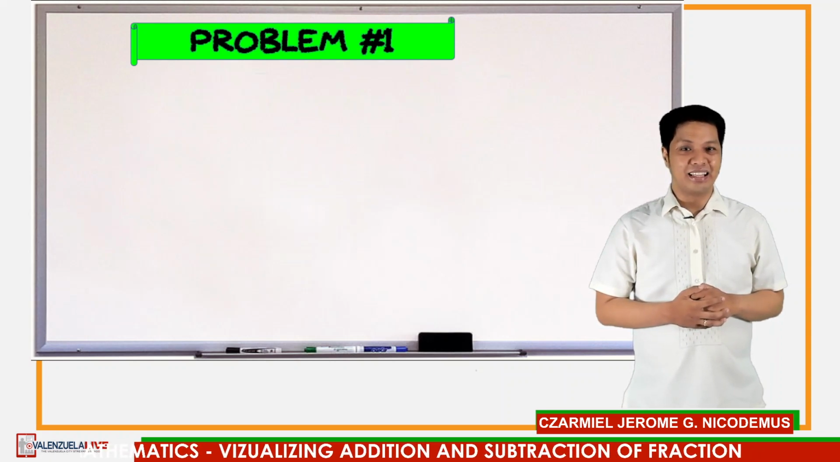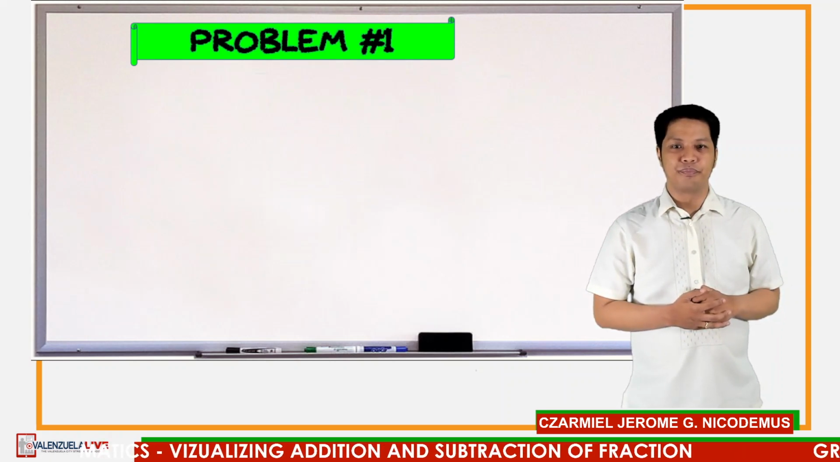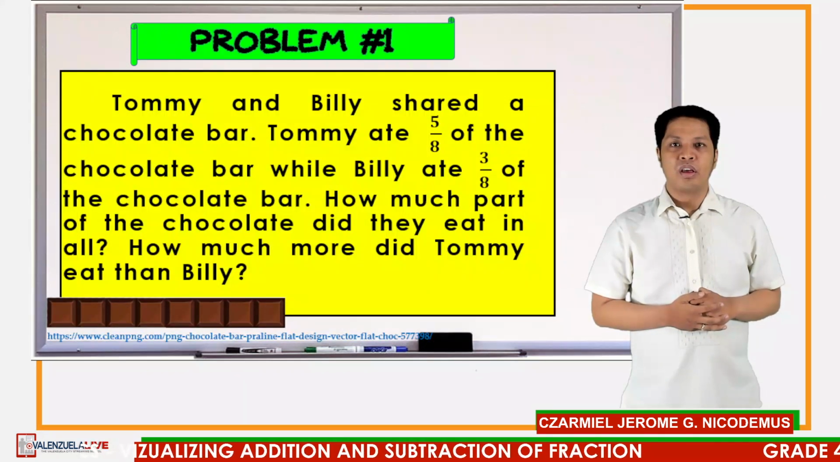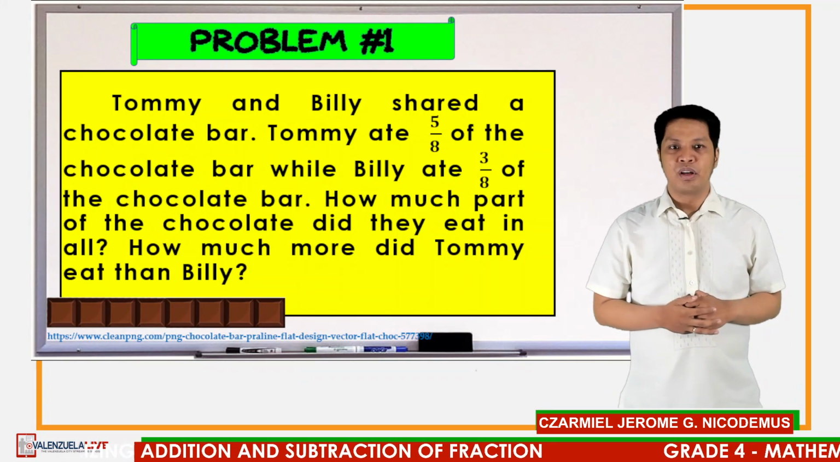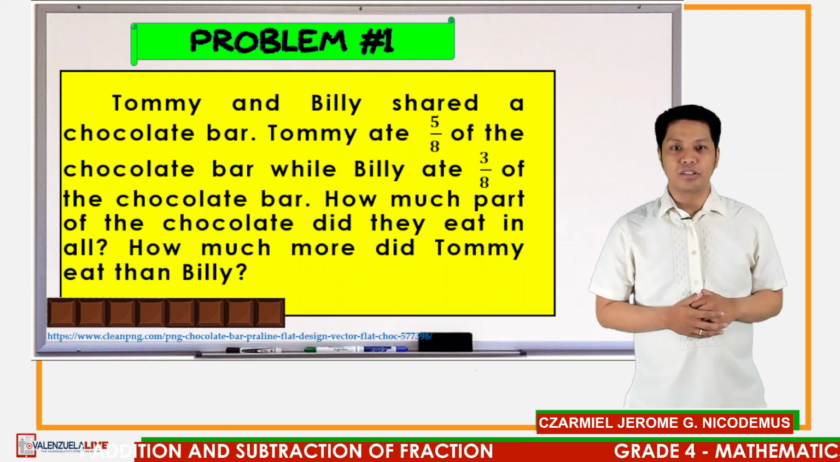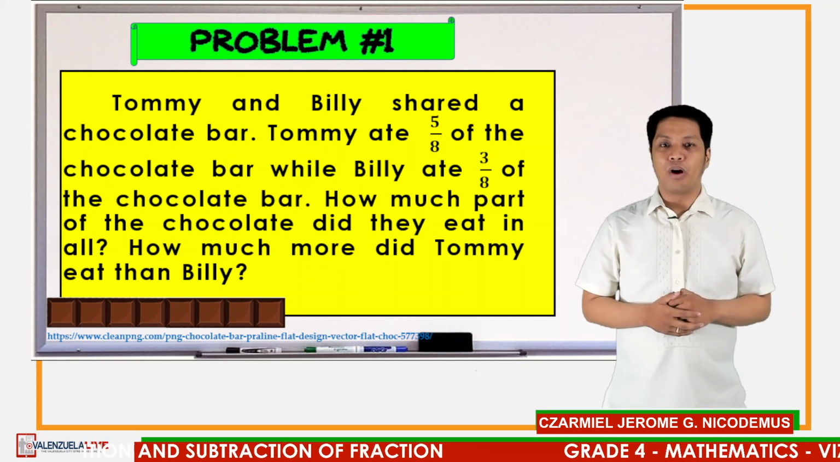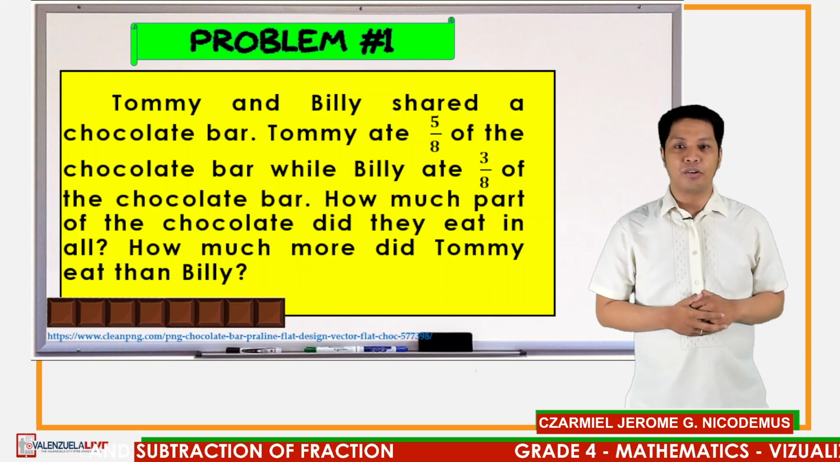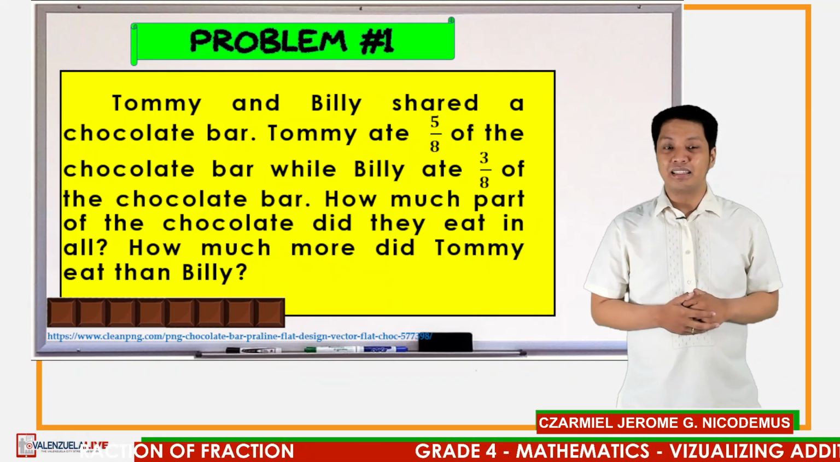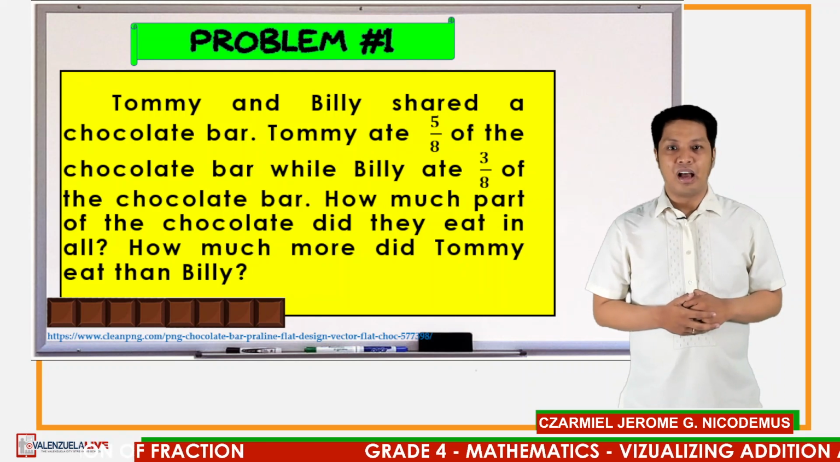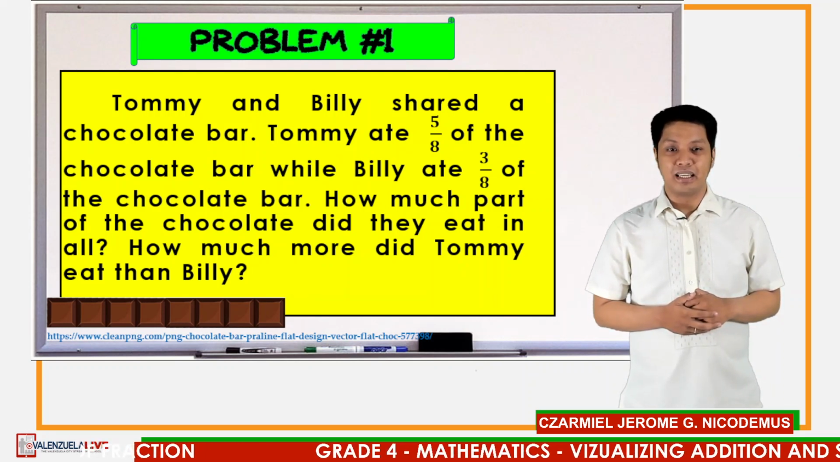So let us read and analyze this word problem. Tommy and Billy shared a chocolate bar. Tommy ate 5/8 of the chocolate bar while Billy ate 3/8 of the chocolate bar. How much part of the chocolate bar did they eat in all? How much more did Tommy eat than Billy?